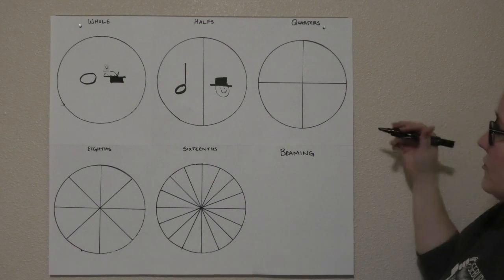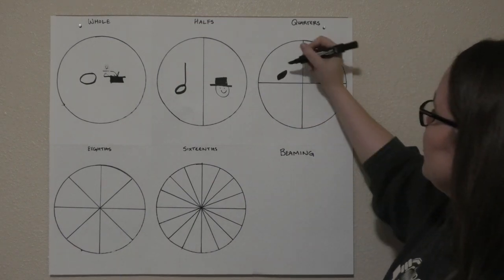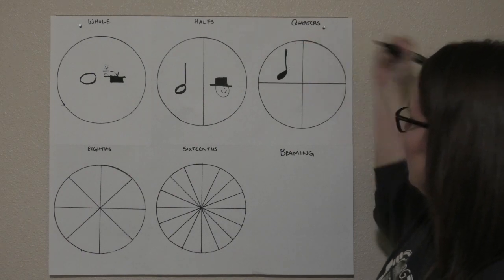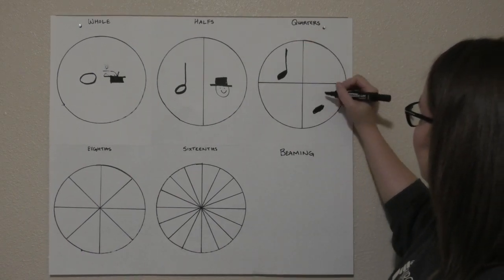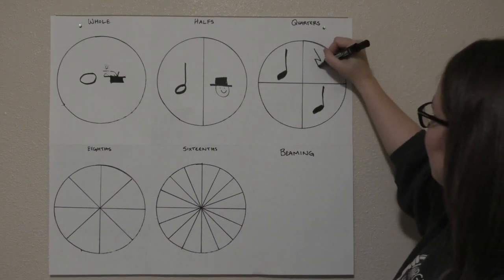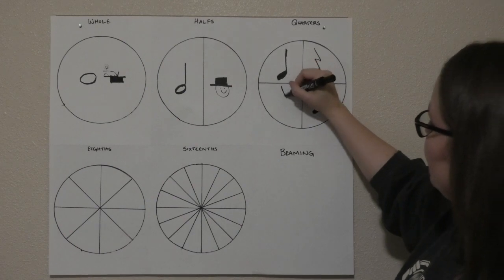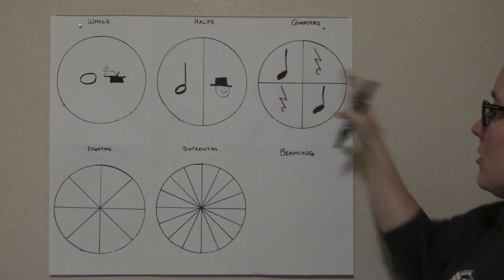Okay, now we have quarters. And quarter notes have a filled in note head. They look like a half note, but the note head is filled in with a stem. I'm going to throw 2 of them on there. I'm going to alternate them around their little table here. There we go. And I'm going to put the quarter rest over here. It looks like a lightning bolt with a little C on the bottom. Little Harry Potter scar there. Okay, so those are your quarter notes and quarter rest.